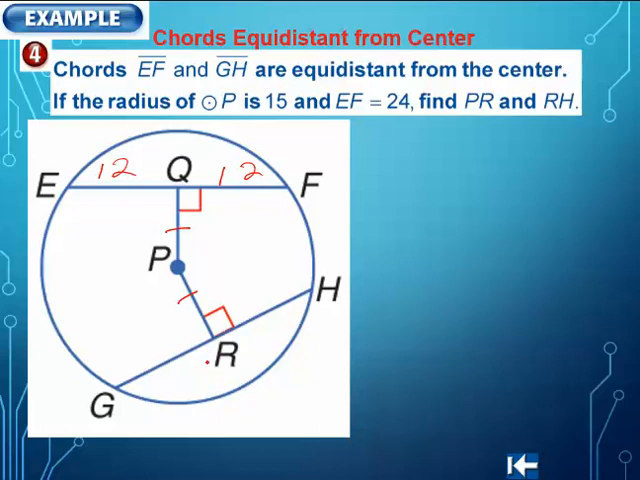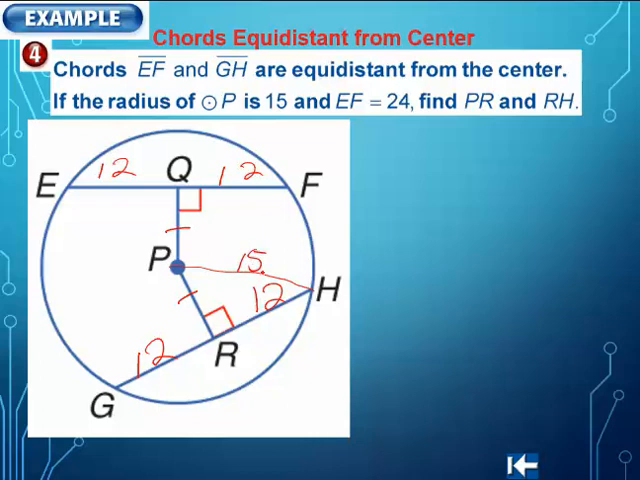Find PR and RH. Okay, well, this situation and this situation are all going to be the same because everything's equal. So that means this is 12 and this is 12. Right? And I want to find PR. Okay, so again, I need to make my right triangle here. They told me the radius is 15.